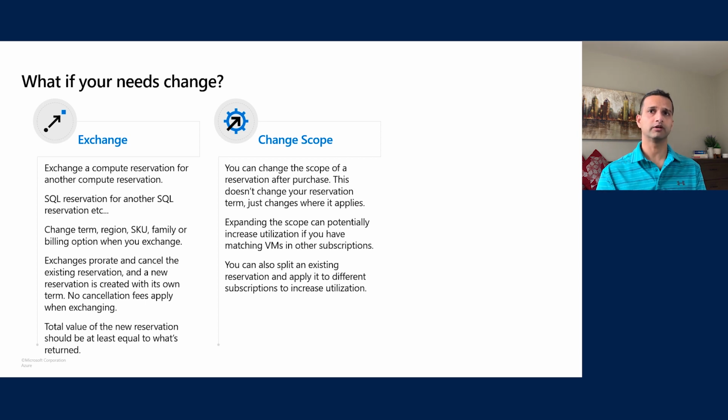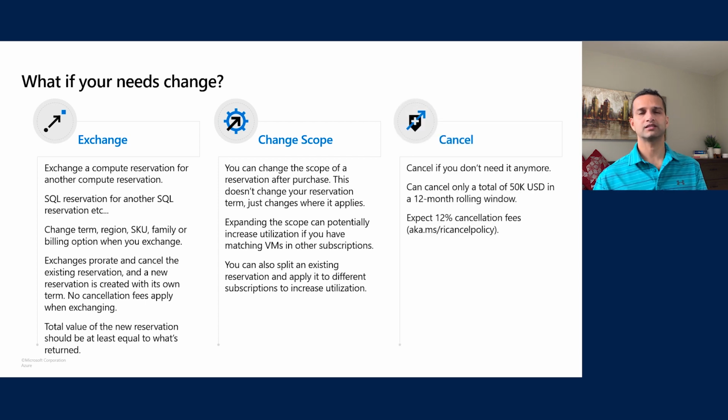The other operation that you can perform after you've purchased a reservation is changing the scope. We spoke about it a little bit earlier. You can change from shared scope to single subscription, or you can change from subscription 1 to subscription 2, etc. So you can change the scope if your needs change. And you can also cancel the reservation. There are limits that apply, 50K USD in a 12-month rolling window, and there is a 12% cancellation fee. You can see the policy and the details at aka.ms/ri cancel policy.